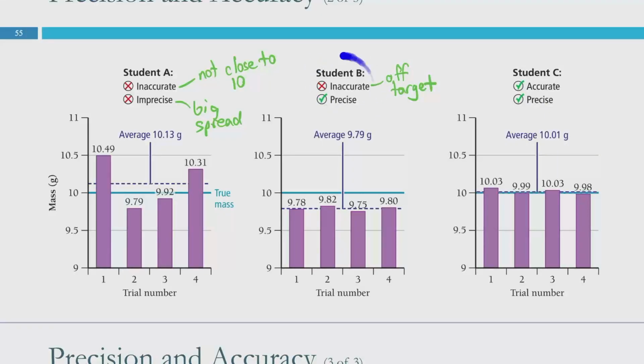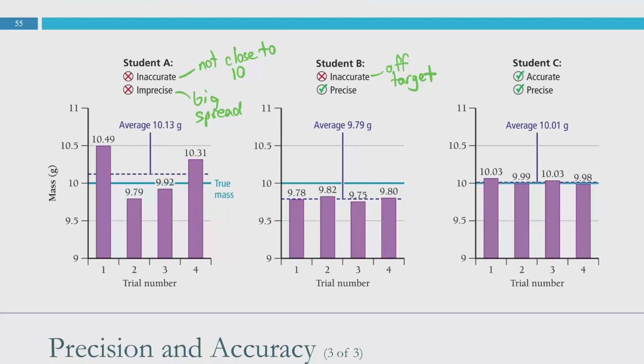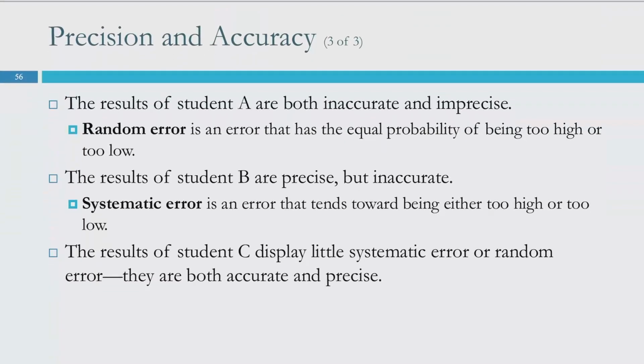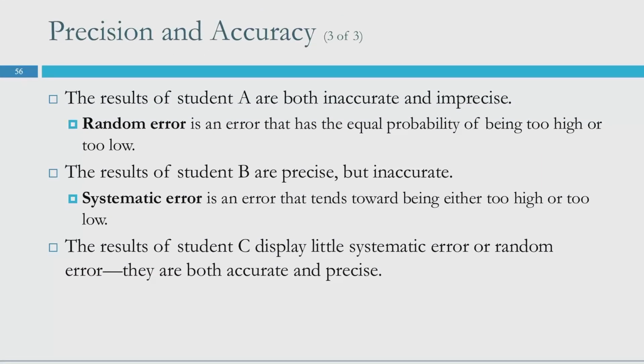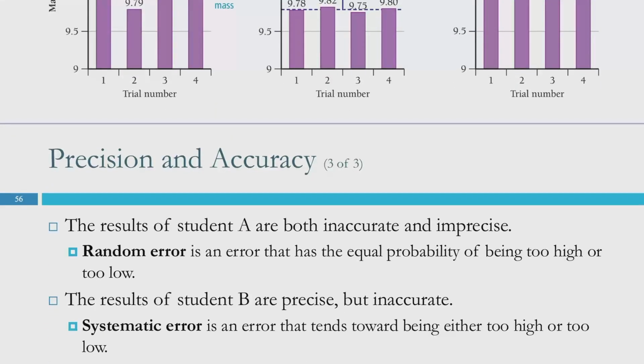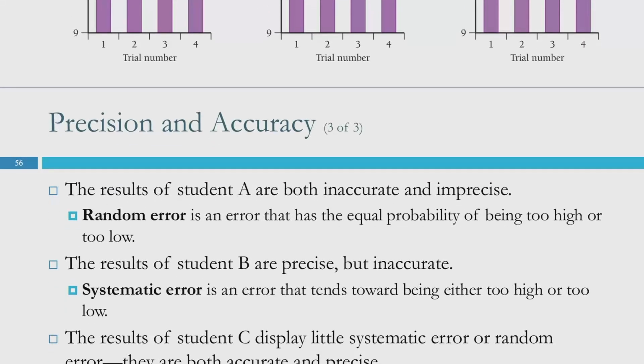Occasionally, in some science procedures and experiments, it's okay to be like student B, to have precise measurements, because there are experimental ways that we can adjust for being inaccurate, as long as we're precise. The results of student A, that's the one where they're both inaccurate and imprecise. So they're off target and they're not very consistent.